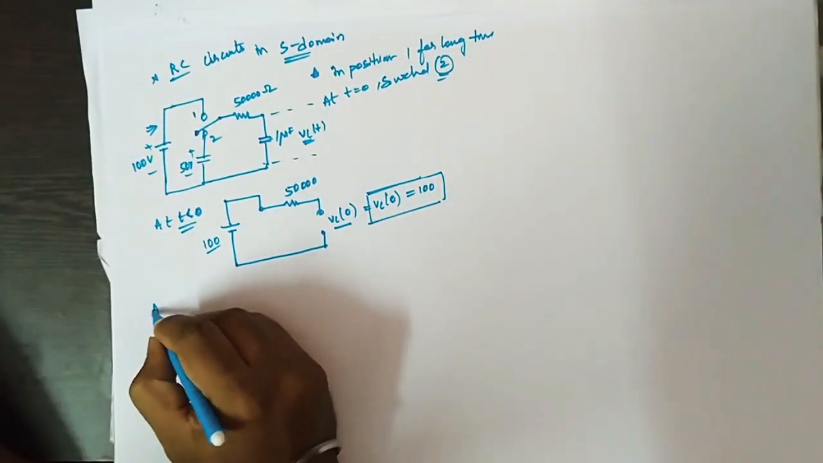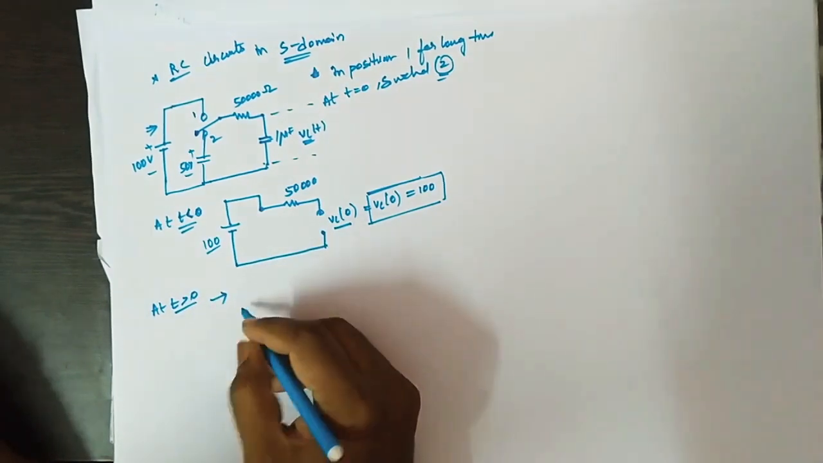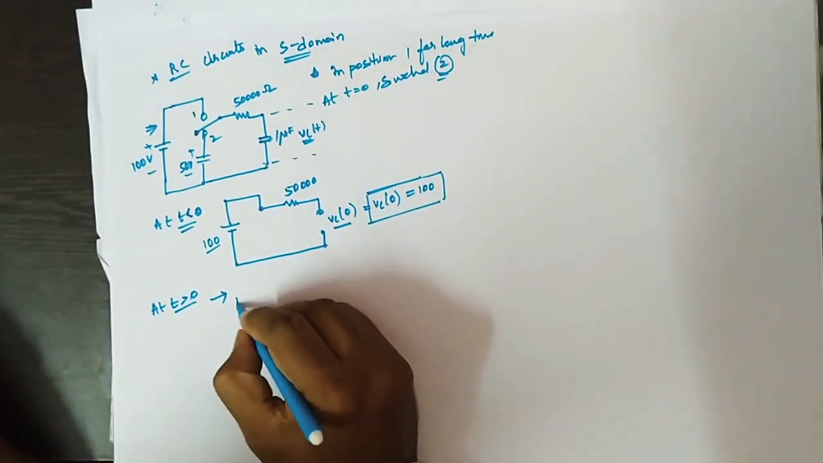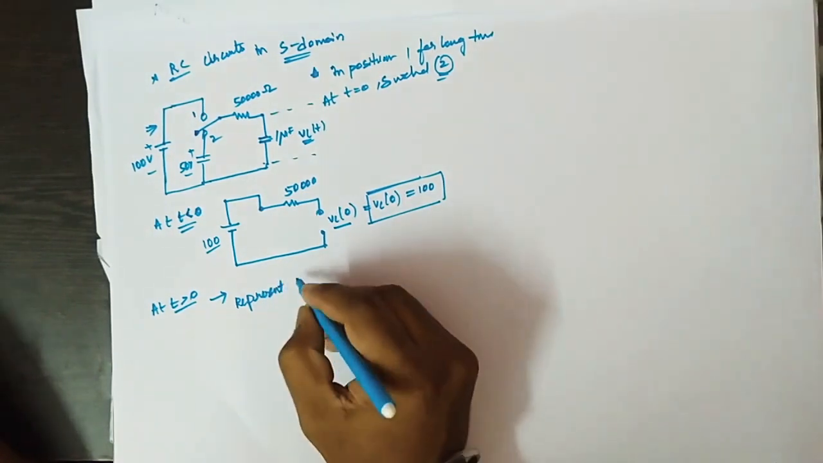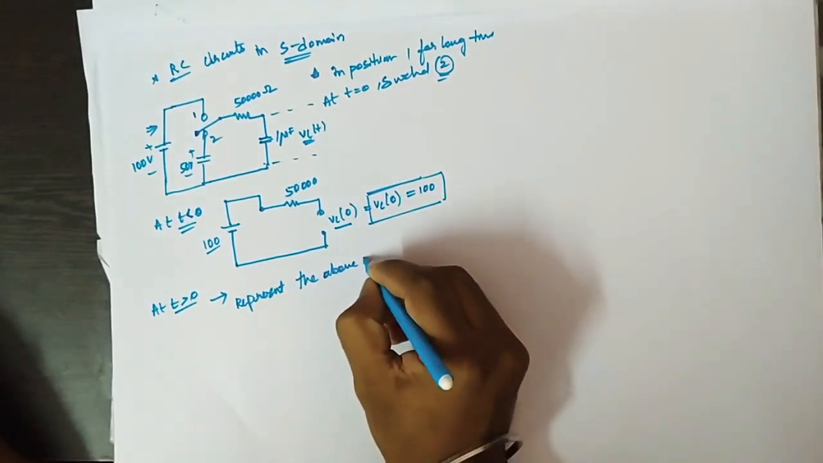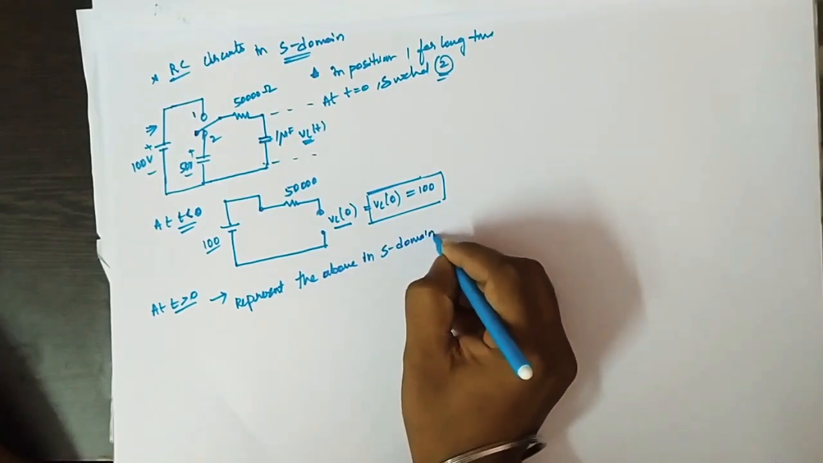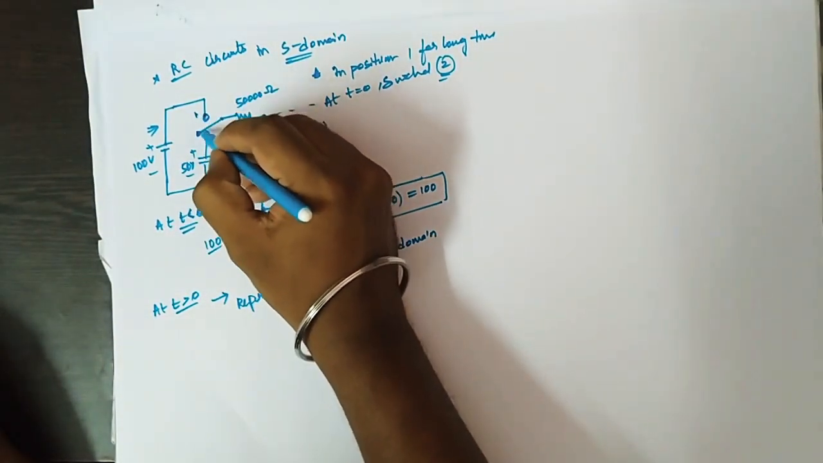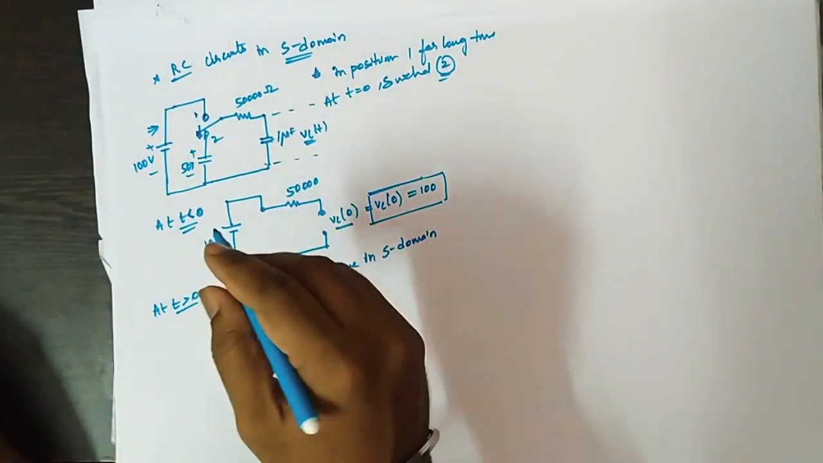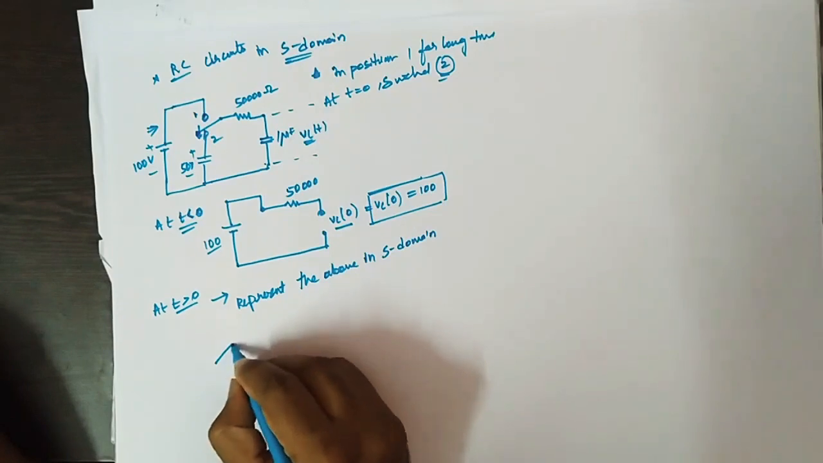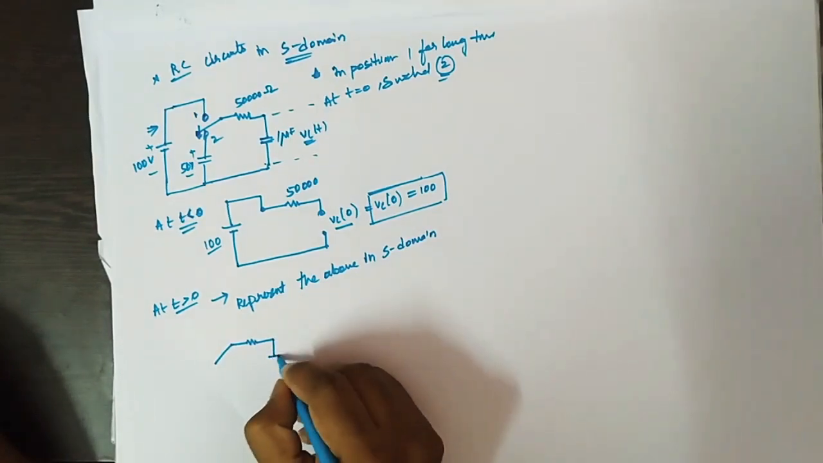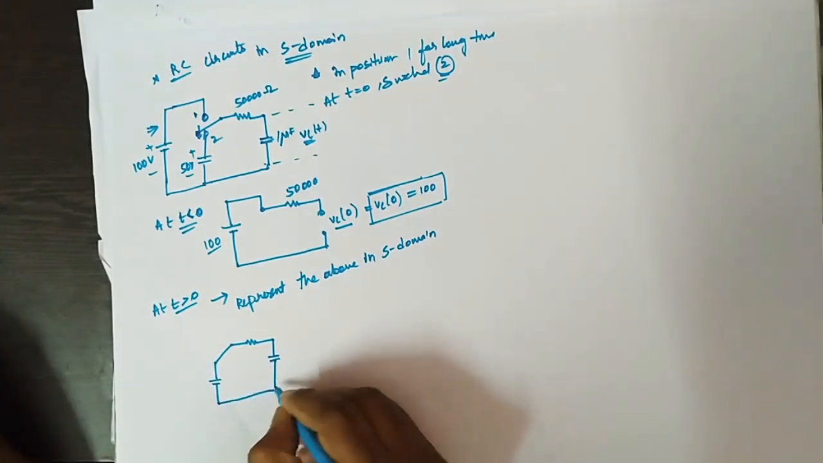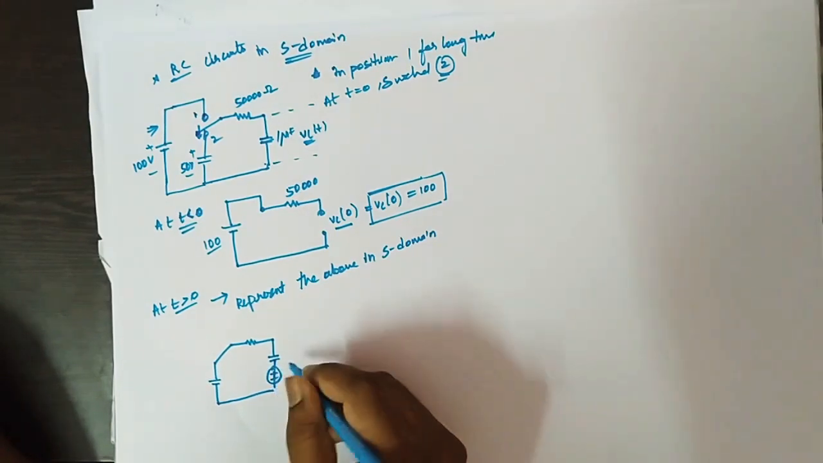Okay, now at t greater than 0, the condition is the above circuit has to be transformed into the Laplace domain. Represent the above circuit in the S domain. This is the main step in converting the time domain to the Laplace domain. So from position 1 to 2, the circuit after the switch is operated is this. This is the initial voltage.